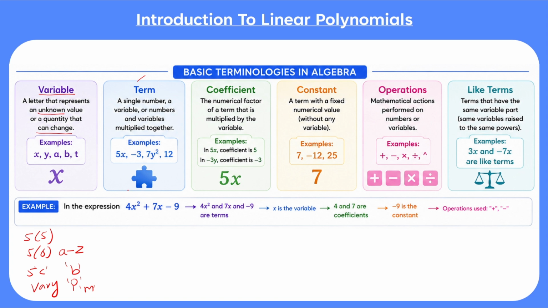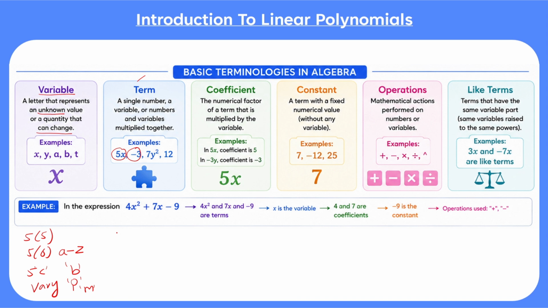Okay, so you could see that in this expression, we just have one term, 5x. We just have one term in this example, which is -3, and here 7y. All of these are terms. Okay, how would you distinguish between the two terms?